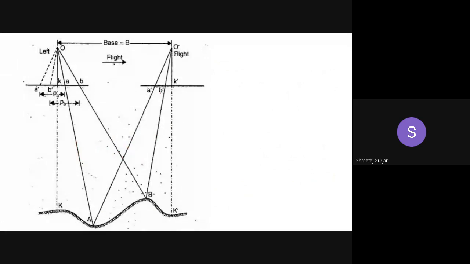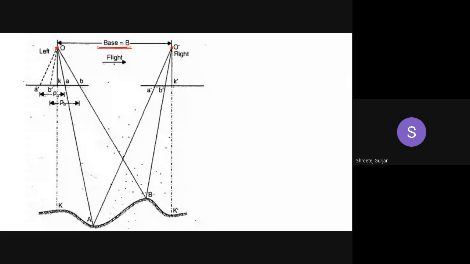So this is the difference in parallax, and we shall now look into a detailed image showing the difference in parallax. If you have understood the concept of parallax, we shall get into the concept of difference in parallax. This is the first exposure station, O, and this is your second exposure station, where you have taken the photograph. The distance between these two is called the base distance, capital B.